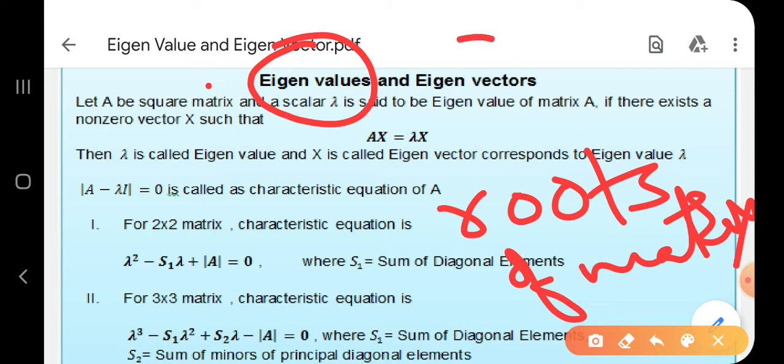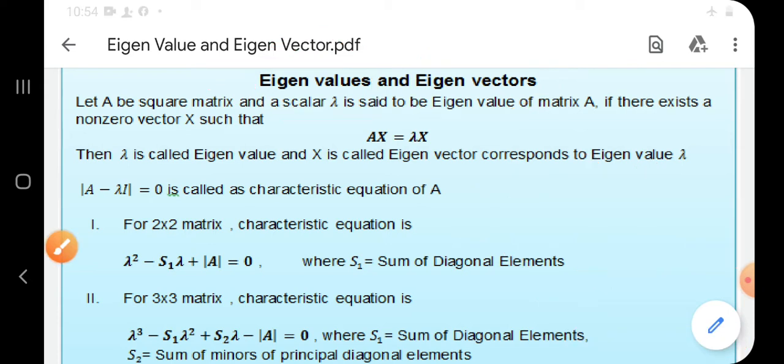And an eigenvector means what? A vector associated with an eigenvalue. Each eigenvalue has at least one eigenvector. It may be more than one for some eigenvalues, but at least one eigenvector is there for each eigenvalue. And that eigenvector is always non-zero, keep this in your mind. Though the matrix may be 0, the eigenvector is not equal to 0.